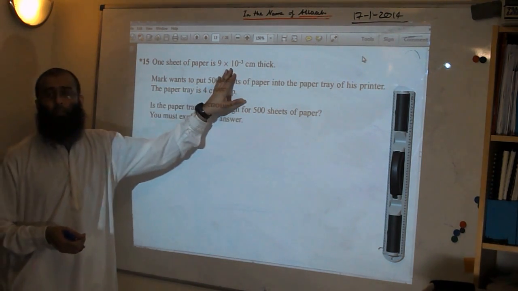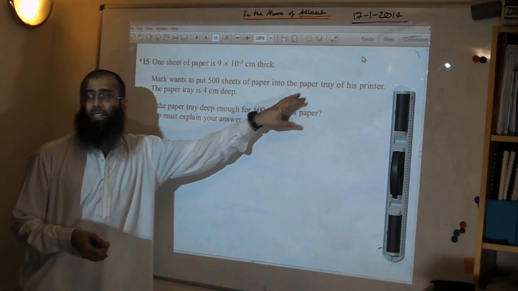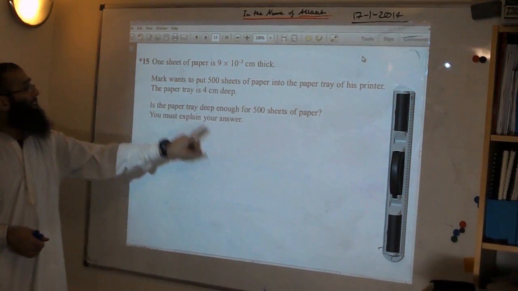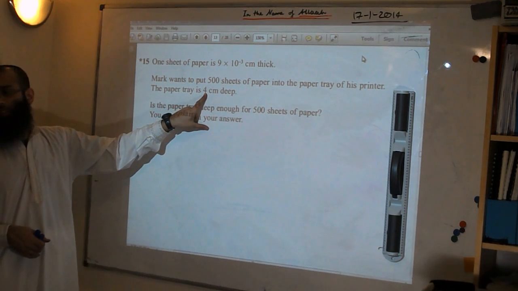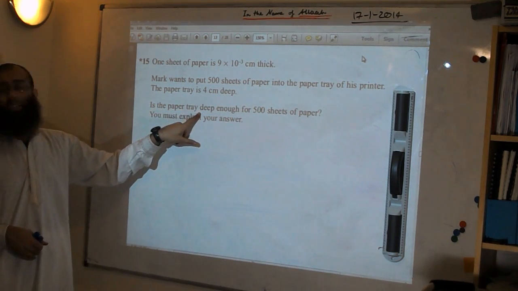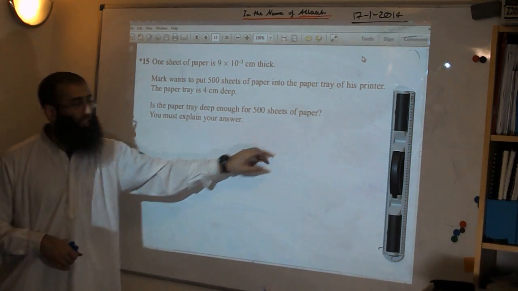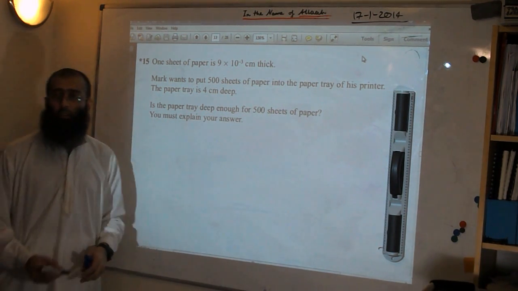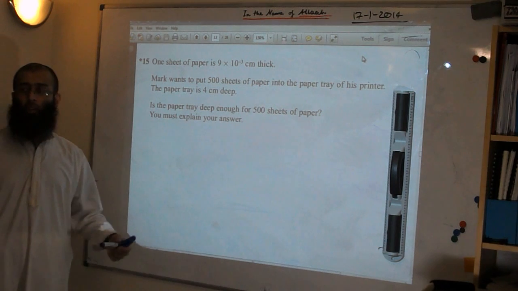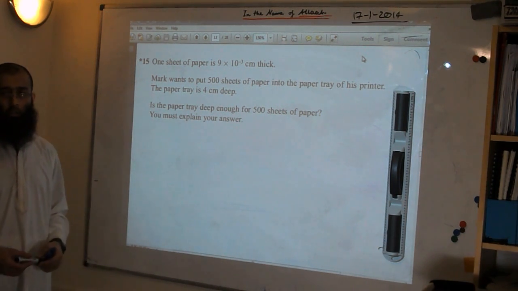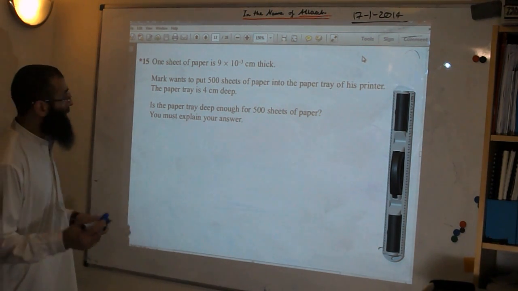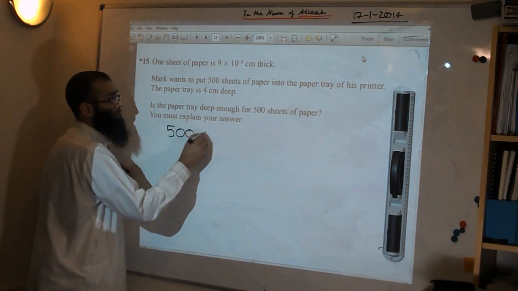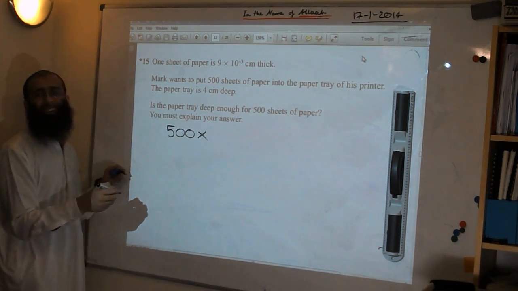Question number 15. One sheet of paper is 9 times 10 to the minus 3 centimeters thick. Mark wants to put 500 sheets of paper into this tray. The paper tray is only 4 centimeters deep. Is the paper tray deep enough for the 500 sheets? You must explain your answer. So you can't say stuff like the answer is yes or no because I know it is. Yeah, that won't cut any mustard with the examiner. So let's have a look. We've got 500 sheets and each sheet is 9 times 10 to the minus 3.